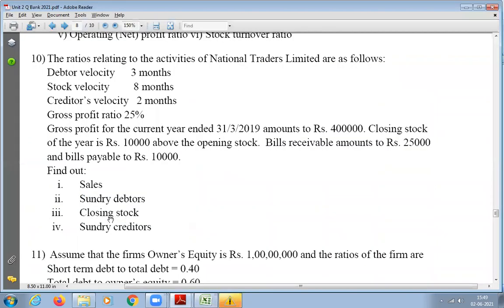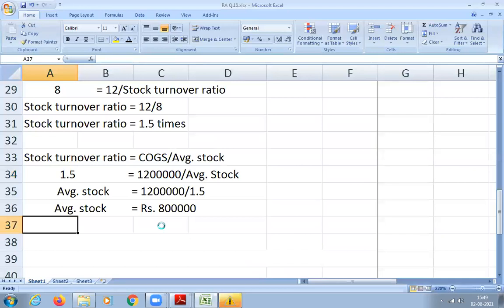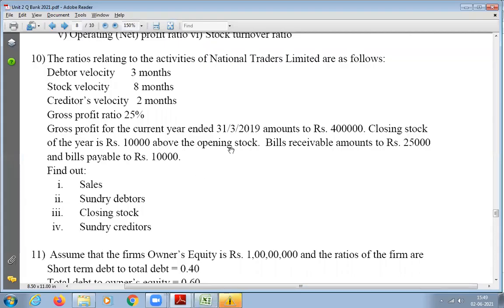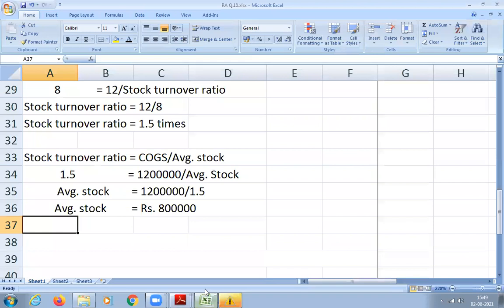But what is he asking us to calculate? Not average stock, but closing stock. So how to calculate closing stock? Apply the formula. Closing stock is 10,000 above opening stock. The average stock is equal to opening stock plus closing stock divided by 2. So opening stock would be X and closing stock would be X plus 10,000. And already I know average stock. Average stock is 8 lakhs.